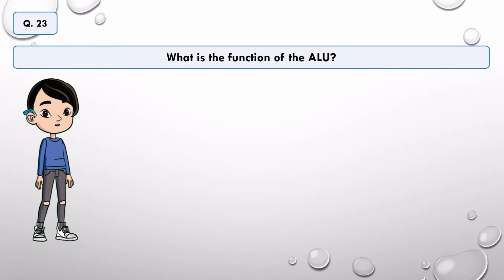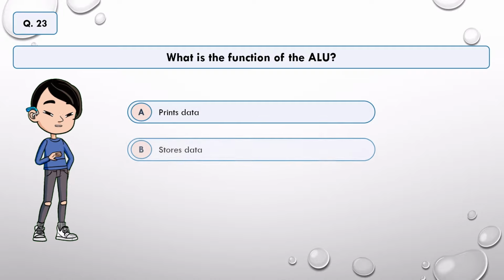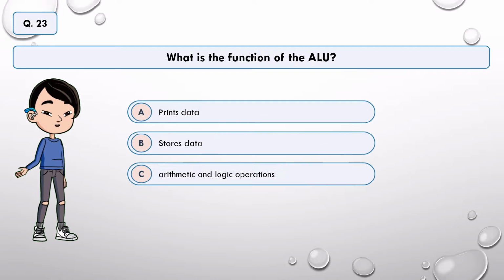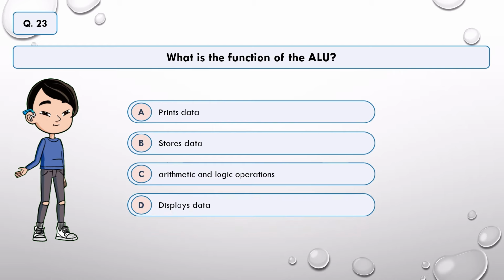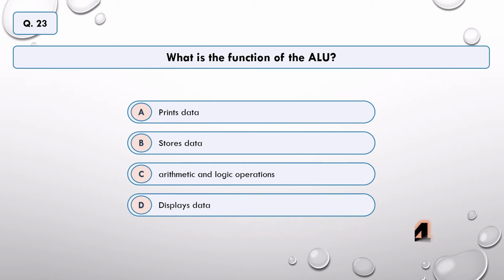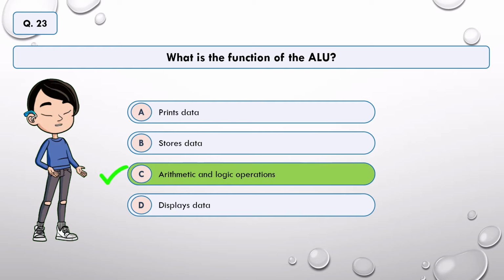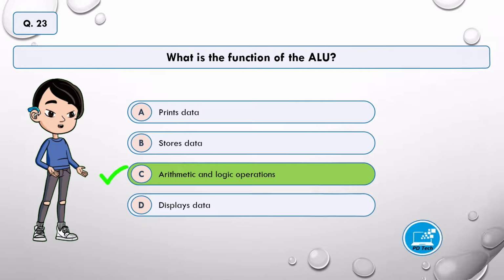Question 23. What is the function of the ALU? Options are A. Prints data, B. Stores data, C. Arithmetic and logic operations, D. Displays data. Answer is arithmetic and logic operations.